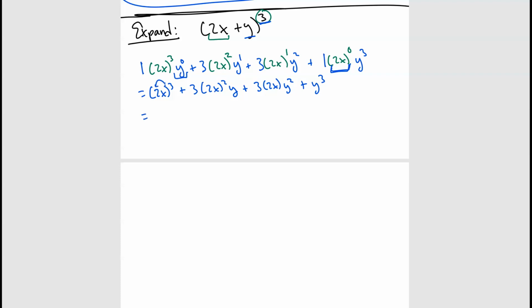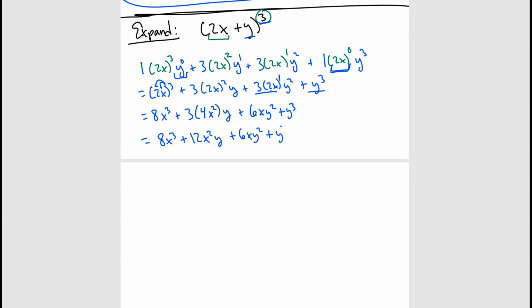Okay, now we got to distribute this 3. So 2 to the third power is going to give me 8, then x cubed, plus 3 times 2 to the second power, which is 4, x squared times y. This is just to the power of 1, so that doesn't really do anything. This is going to give me 6xy squared, and then plus y cubed. So now let's finally multiply everything: 8x cubed plus 12x squared y plus 6xy squared plus y cubed. This is going to be my final answer. So you do have to do a little bit more work when you have terms that look like that.